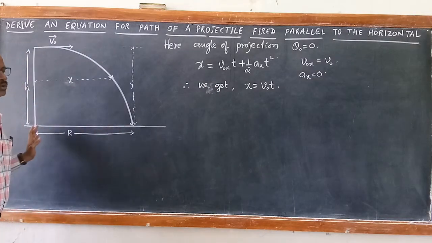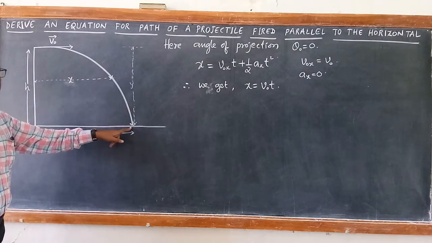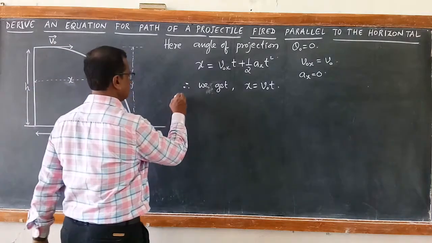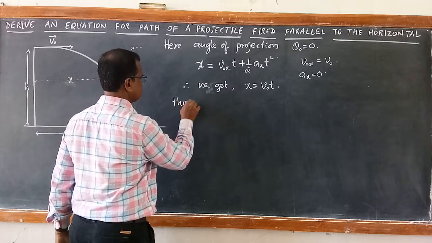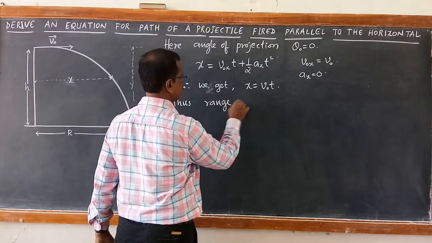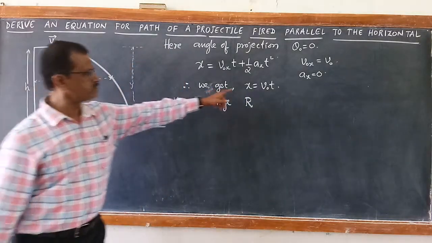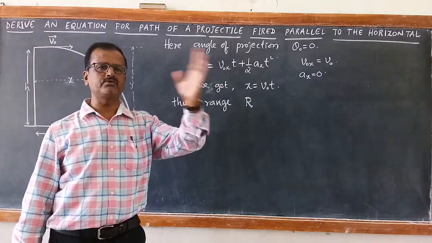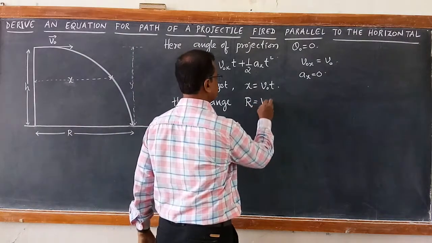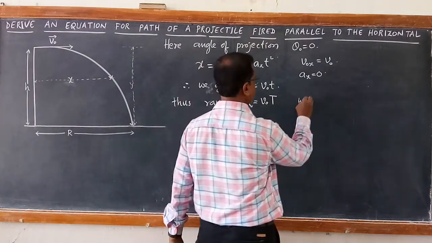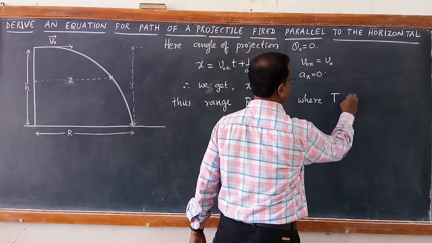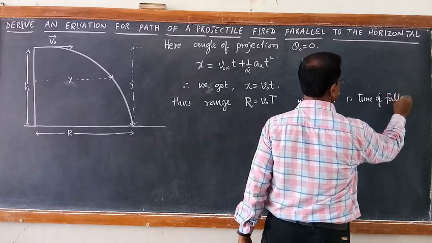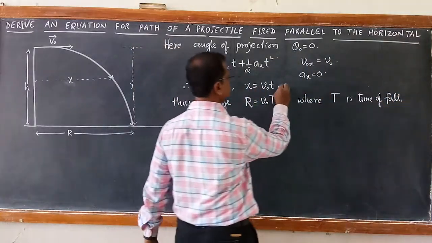If you want to calculate the total range, if range is R and time taken to fall to the ground is capital T, then we can calculate range. Thus, range R, when x becomes equal to R, small t becomes equal to capital T, where T is the time taken to fall to the ground. So R becomes equal to v naught into T, where T is the time of fall. Let us call this equation 1.